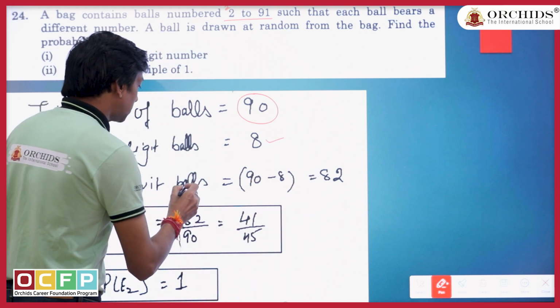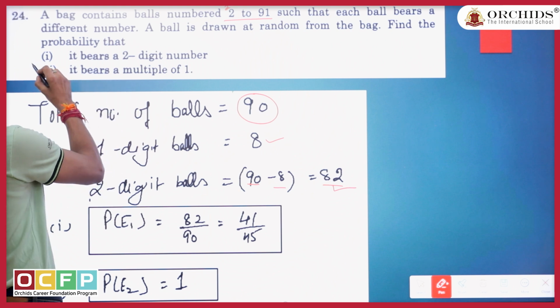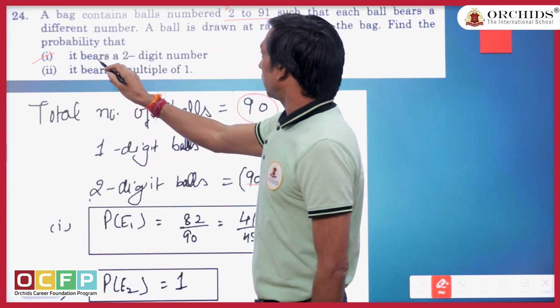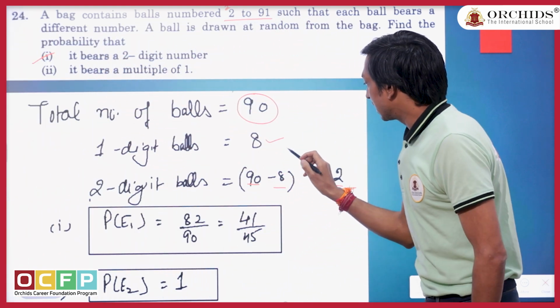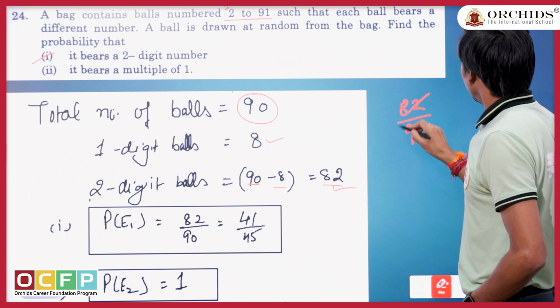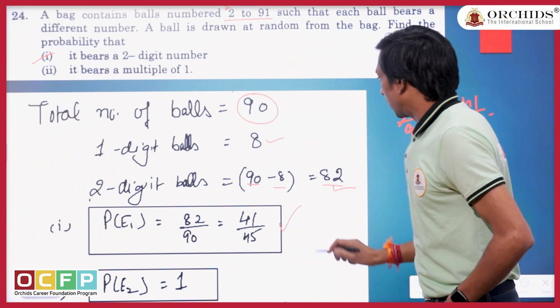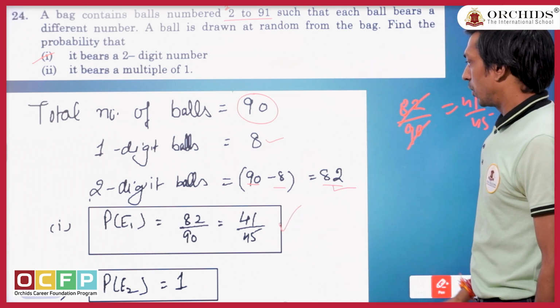So how many two digit numbers will be left out? 90 minus 8, what is that? 82. Now let's read question number 1. What is the probability that it bears a two digit number? So the favorable cases are how many? 82 divided by the total number of cases, which is 90. If you solve, you will get 41 by 45. That is the required answer for the first part.